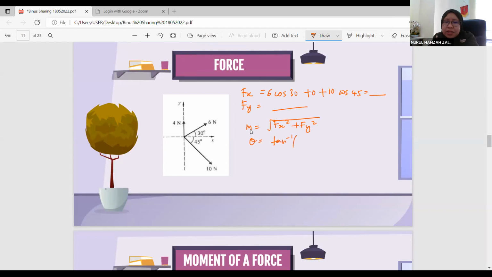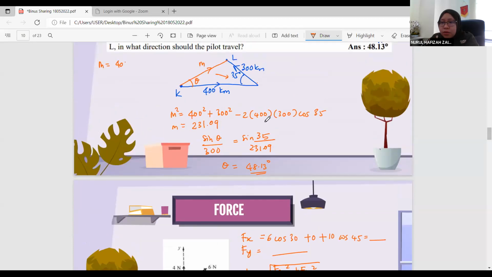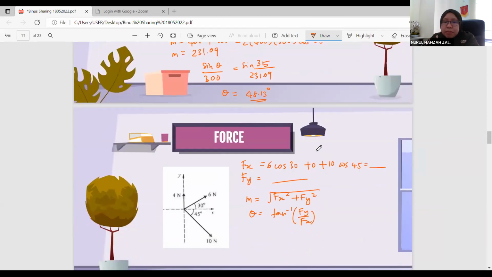Okay, tan inverse of Fy over Fx. So you learn this. And actually, in the previous example, this one is by using the cosine rule, and also this one is by using the sine rule. But actually you can apply the same method here.